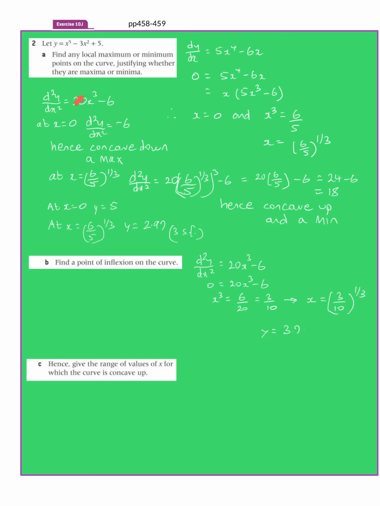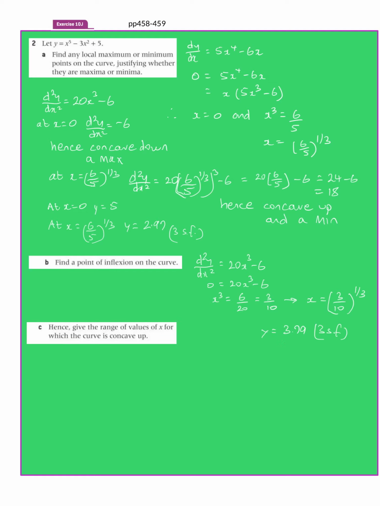We put this back in the original. Don't put it back in the second derivative. Put it back in the original expression, and you'll find that's 3.79. That's three significant figures. Now for C, we have to find the range of values of x for which the curve is concave up.